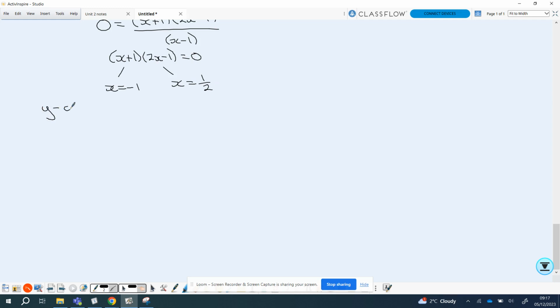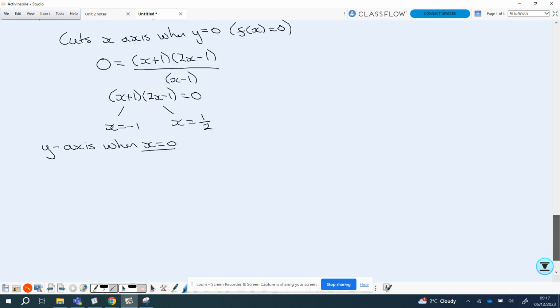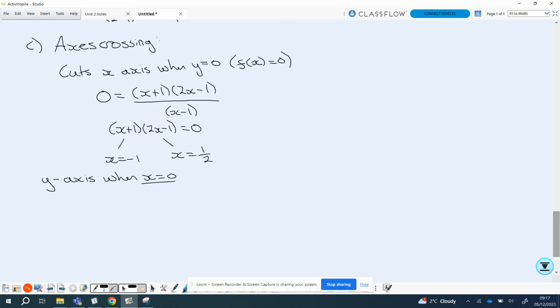So, crossing the y-axis is when x equals 0. Again, you can use any type of function you want. You just need to sub x equals 0 into your function here. Again, I would probably just use the factorised version here.